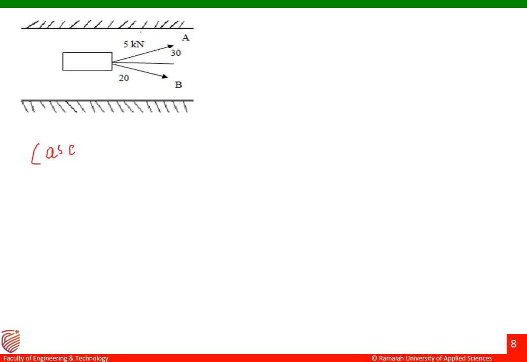In case 2, it is given that the force along B is 4 kilonewton. What should be the angle of inclination? For that, let us prepare a table like the one we did in the previous problem: force, x component, and y component. The first force is 5 kilonewton, which is making an angle of 30 degrees with respect to the horizontal.